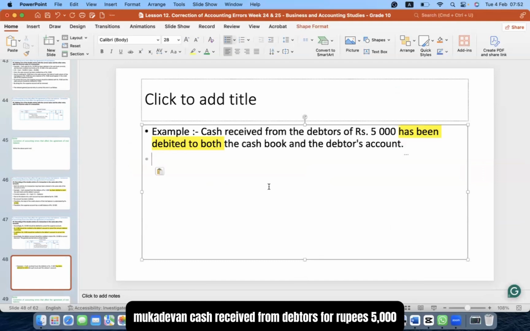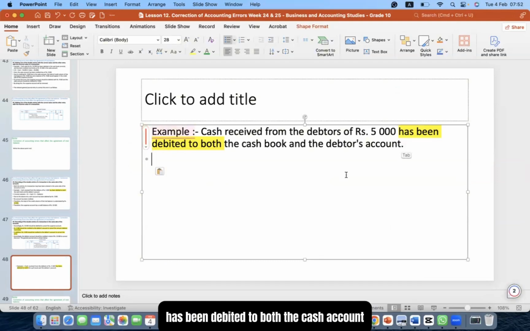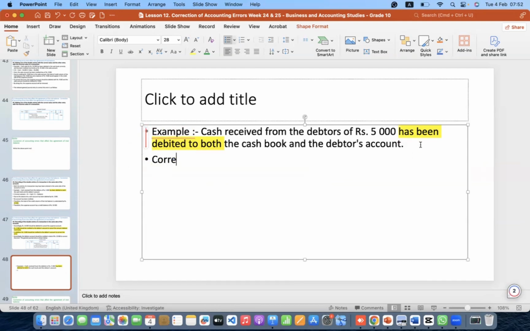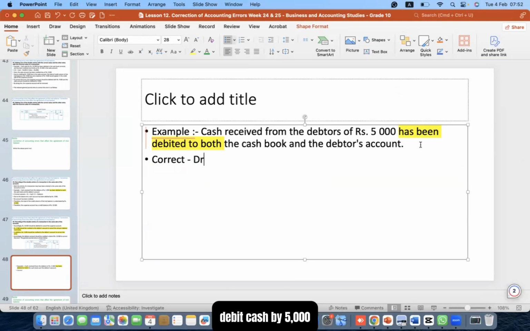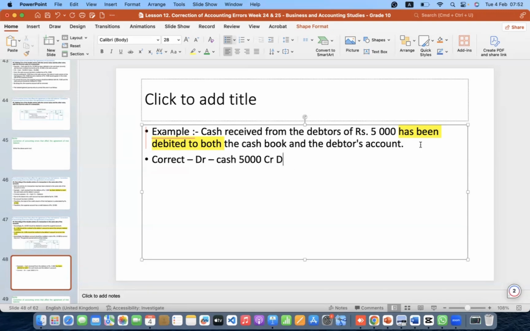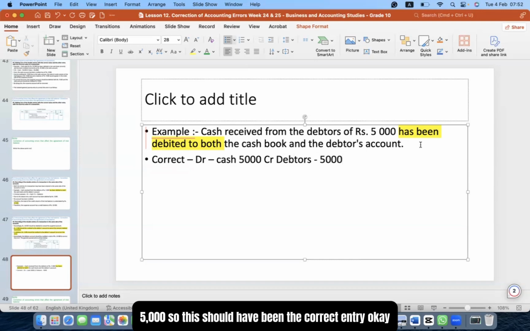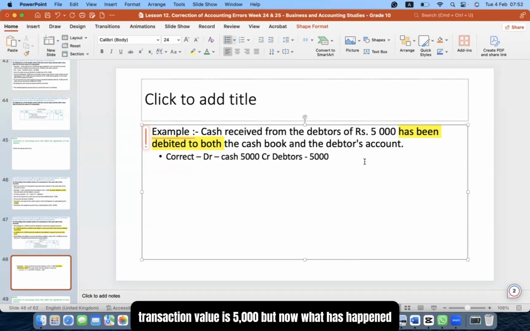Here, what has happened? Cash received from debtors for rupees 5,000 has been debited to both the cash account and the debtors account. So what should our correct entry be? Cash received from debtors: debit cash by 5,000 and credit debtors by 5,000. So this should have been the correct entry. The transaction value is 5,000.